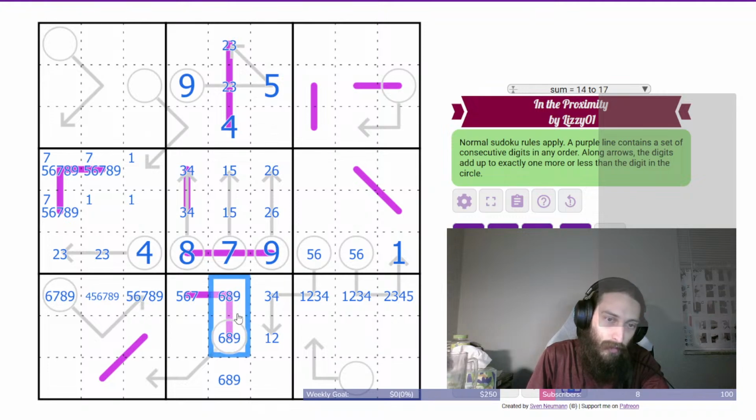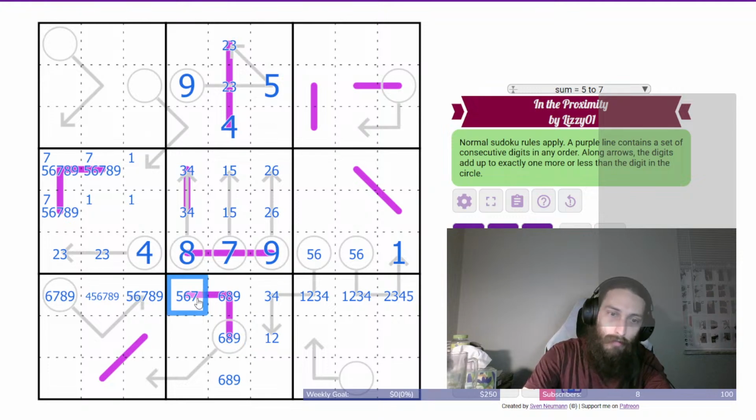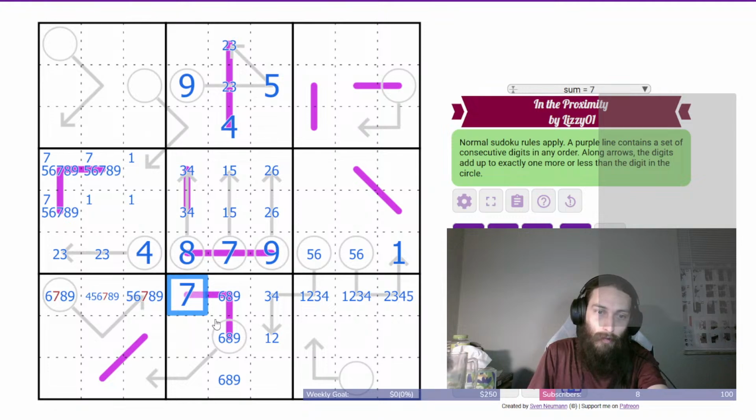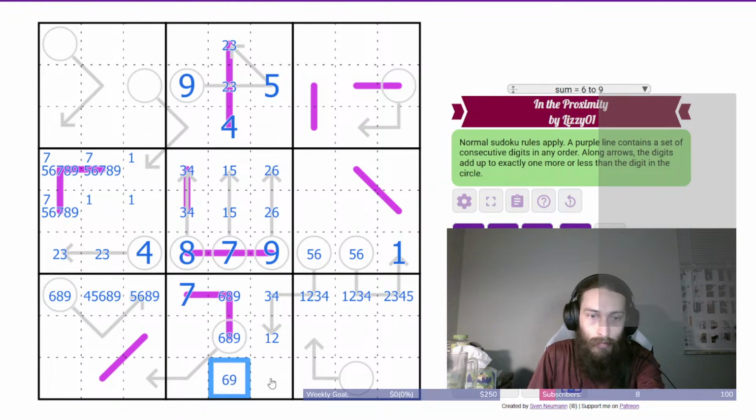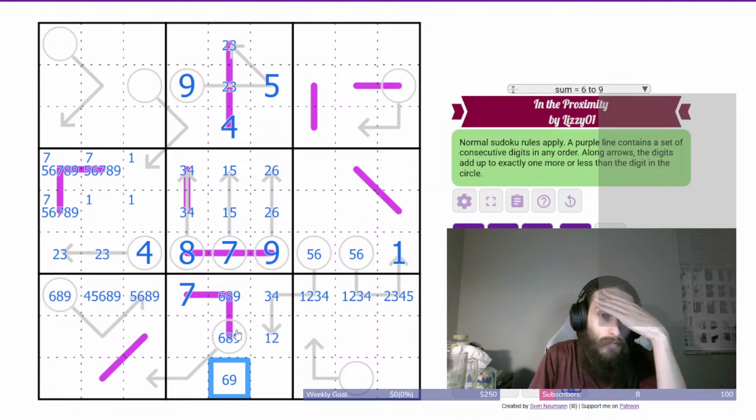Well, this can't be 6 and 9. Well, and the one on the left can't be a 5 anymore because it can't go to 7, and it can't go down. And it can't be 6, it would break. So this has to be 7. So it's either 6-8 or 6-9, or 8-9.